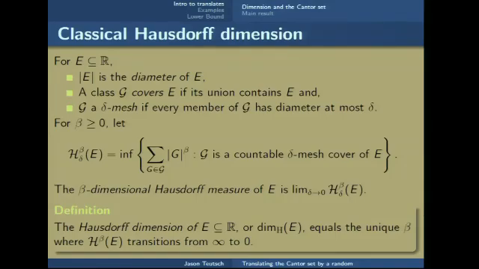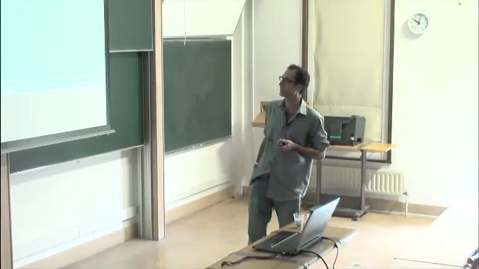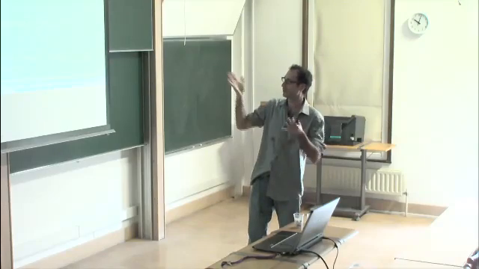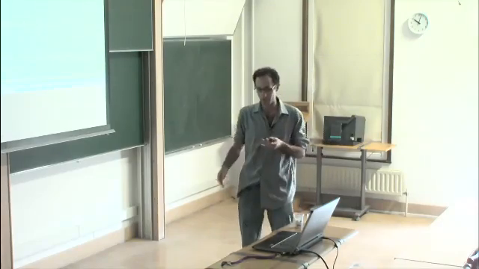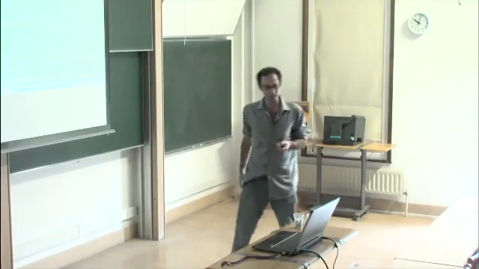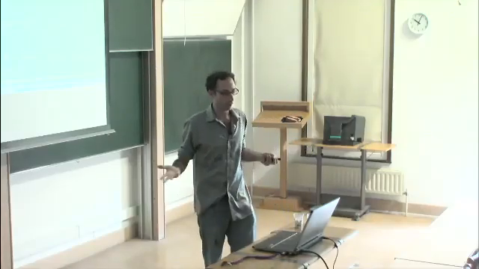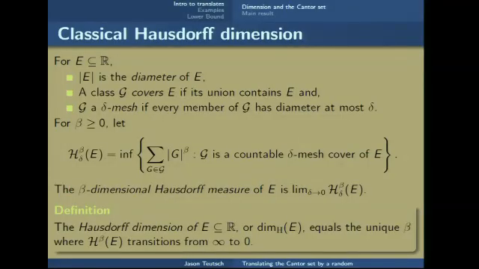Okay, so here's the definition of H beta measure. First I have to define this function here, which is basically you sum up over all the G's that are in your cover G and raise the diameter to the beta power. So you find the least sum that covers E, of this form, which is a delta mesh, like I said here. Okay, so the beta dimensional Hausdorff measure of E is the limit as delta goes to 0. This is a little strange, but it seems a very standard definition.